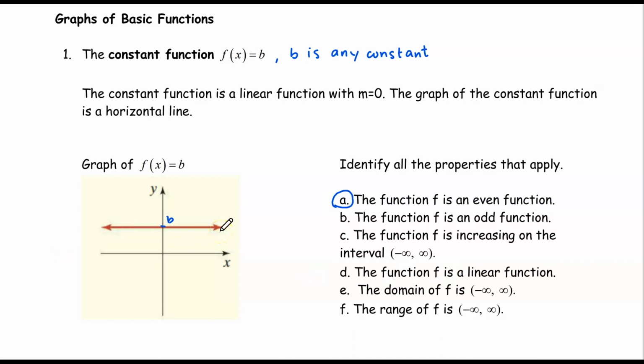Next, is this function an increasing function? No, it is just a constant function. And is this function here a linear function? Yes, it is a linear function because its graph is just a line. The domain of this function is the set of all real numbers because it is defined on all real numbers x. What about the range? The range are the y values. For this type of function, the y value is just the constant b.